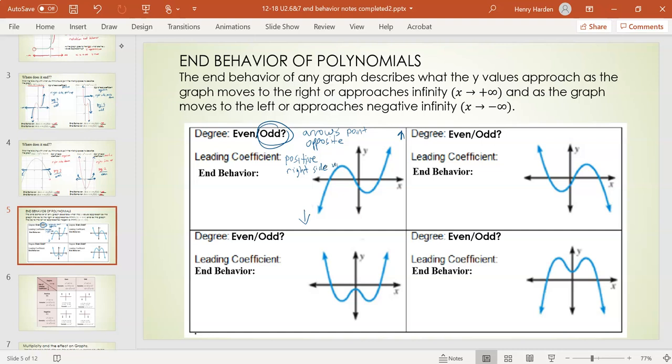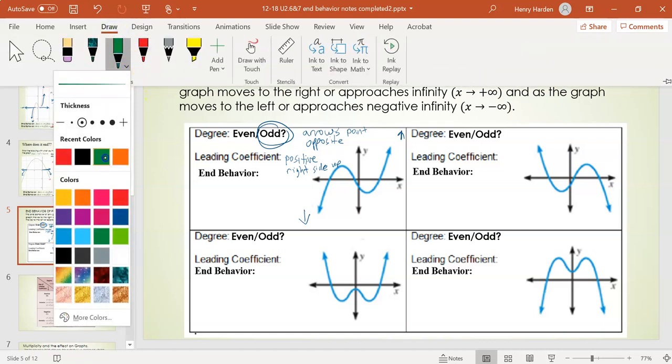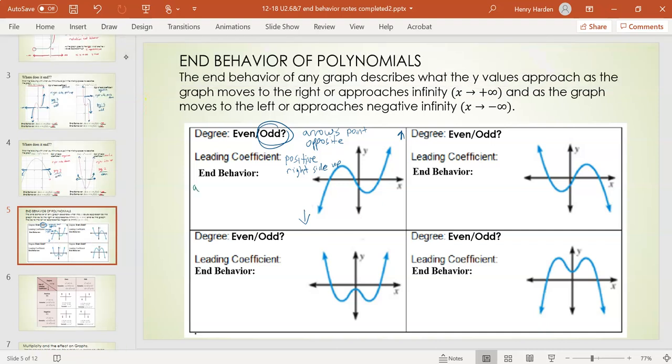Here the right side is up. So that lets me know that the leading coefficient is positive. So when I write my notation, as x goes to the left, and then typically what I do is I write the notation out in a shell form. I basically just lay out the general notation first.